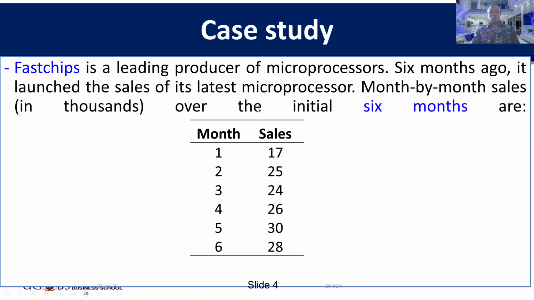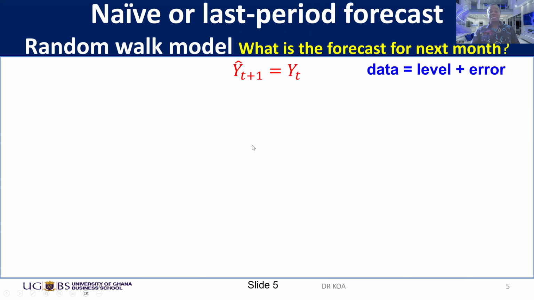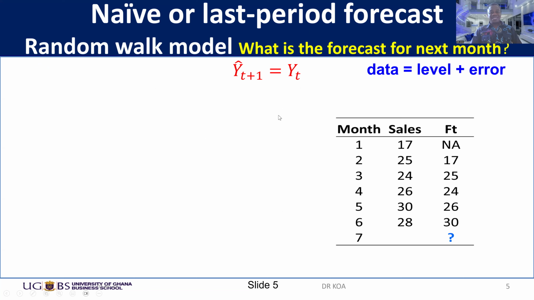So the first thing to do is to forecast for the next period, which is month 7, using the naive forecast, using the random walk, using the last period forecast. Now, as the name sounds, because it's the last period forecast, if we want to forecast for 7, we just take the 6 to represent the 7. If you want to forecast for 2, you just take for 1. It's as simple as that.